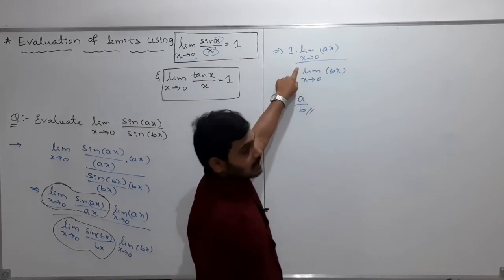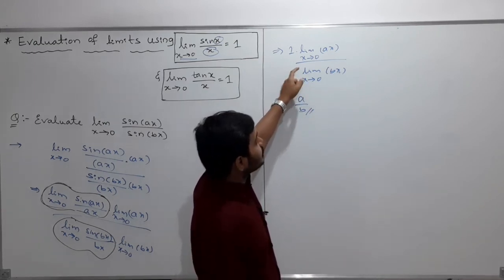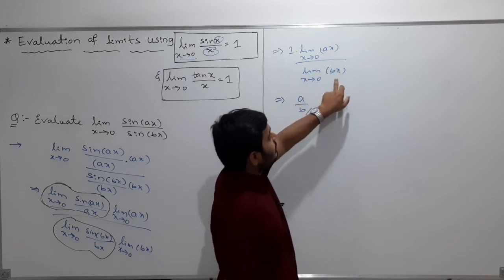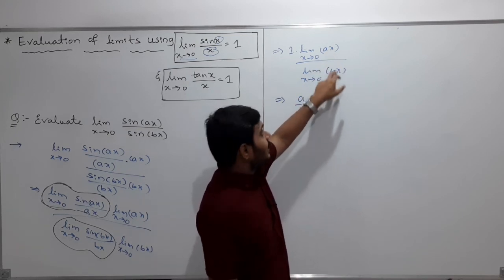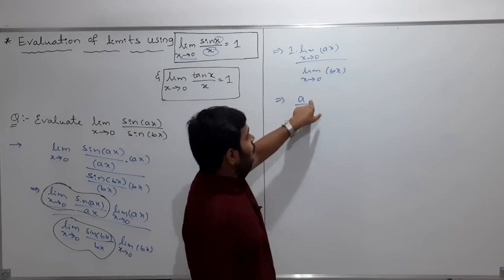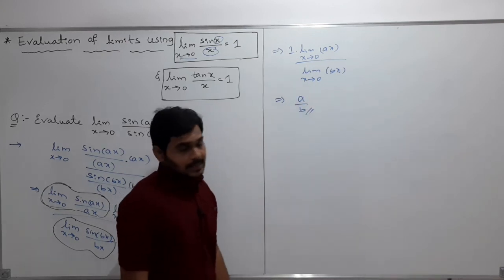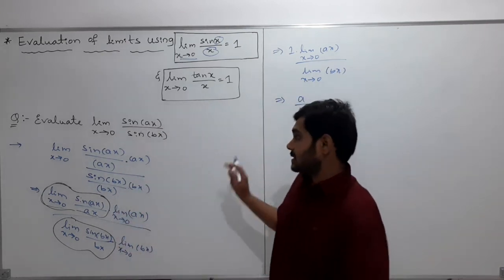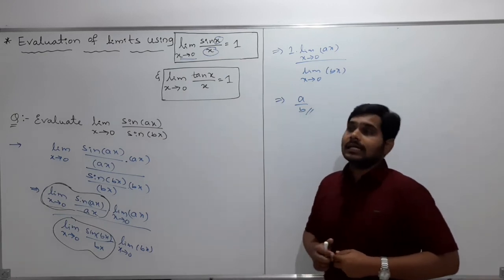Before substituting the x tends to 0 value, what do I do, my dear students? Here it is ax and bx. So we will cancel the term, x cancels, and then we only get a by b. So this is our required answer. Like this we can solve limit problems.